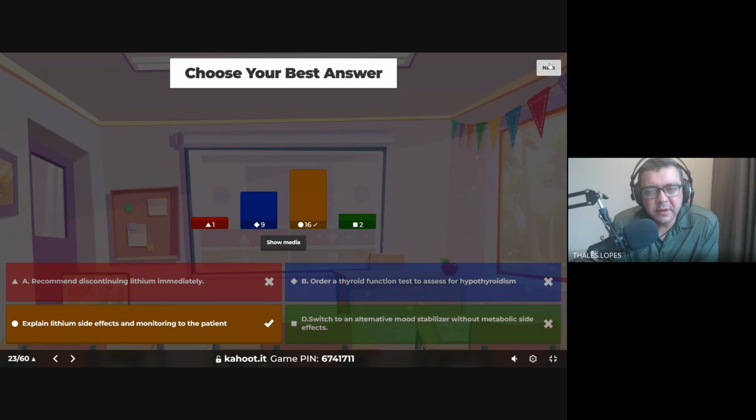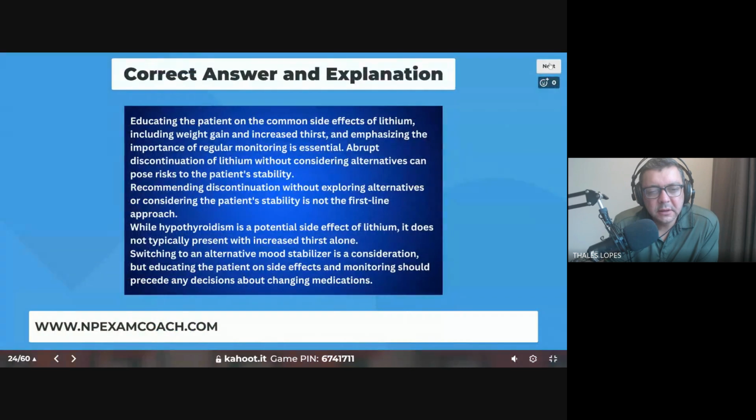All right, so let's take a look at this one. I think I may have keyed in incorrectly. Educating the patient on common side effects of lithium, including weight gain and increased thirst, and emphasizing the importance of monitoring is essential, right? Abrupt discontinuation of lithium without considering alternatives can pose a risk, so we wouldn't do that. Recommending discontinuation without exploring alternatives is not the first-line approach. While hypothyroidism is a potential side effect of lithium, it does not typically present with increased thirst alone.